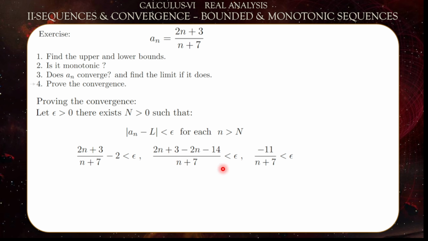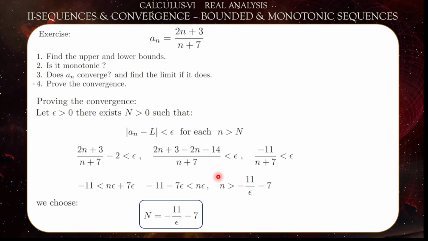So 2n cancels out. We are left with |3 - 14|/(n + 7), which is |-11|/(n + 7) < epsilon. So 11 < n epsilon + 7 epsilon. We move 7 epsilon to the left, so 11 - 7 epsilon < n epsilon. Hence, n is greater than (11 - 7 epsilon)/epsilon, which is 11/epsilon - 7. We choose capital N equal to 11/epsilon - 7.